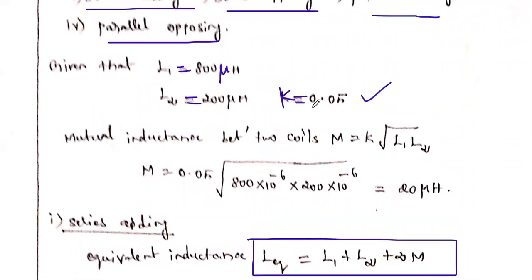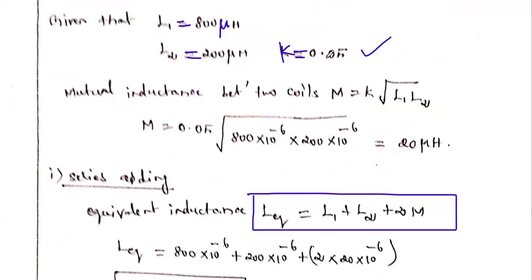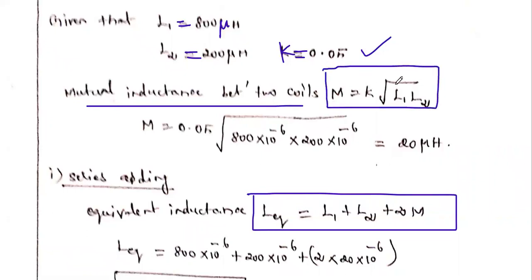Already you know the relation between the coefficient of coupling, self inductance L1, L2 and mutual inductance. This relation we derived in the previous videos. So what is the formula? The mutual inductance between the two coils, M, is nothing but K into square root of L1 L2. Using this formula, first we have to find out the mutual inductance between the two coils.